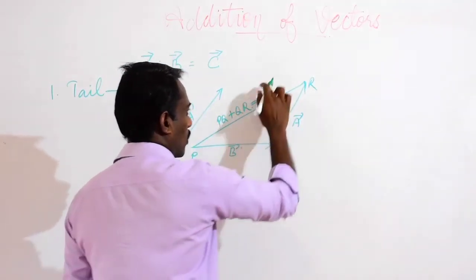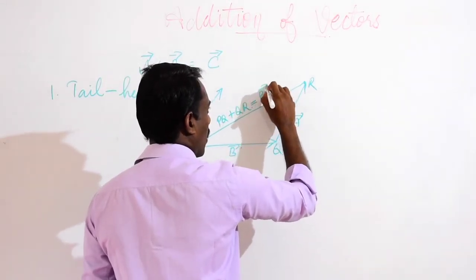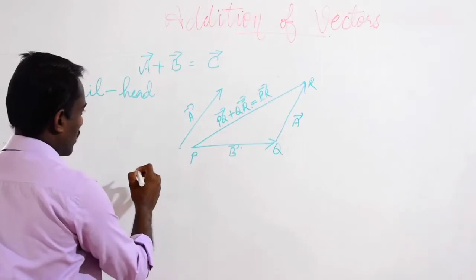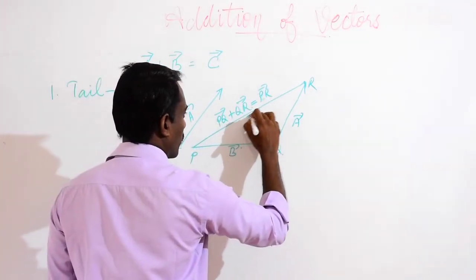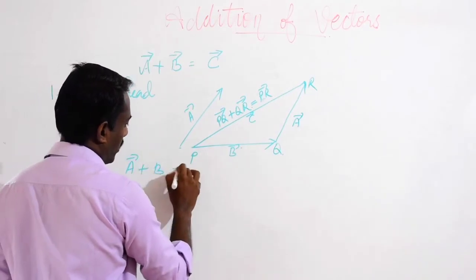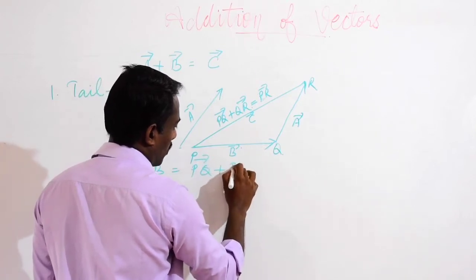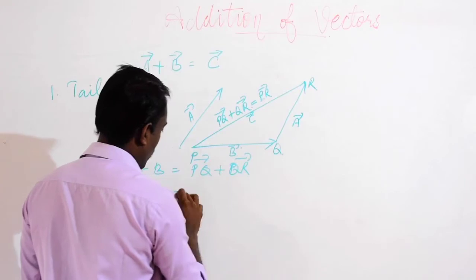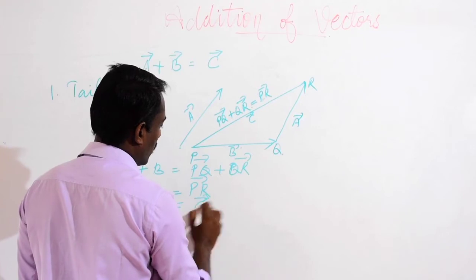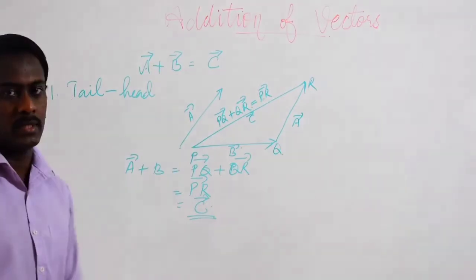Or we can write it as PR. PR will be the resultant vector, so we can write this as C. So A plus B is equal to PQ plus QR, that is equal to PR, that is equal to the resultant vector C. And this is how we add two vectors in the tail-head method.